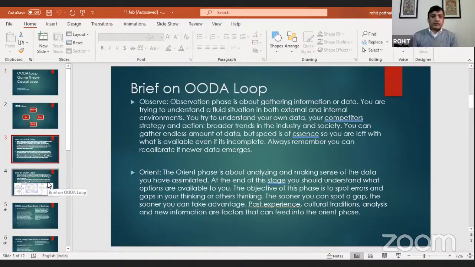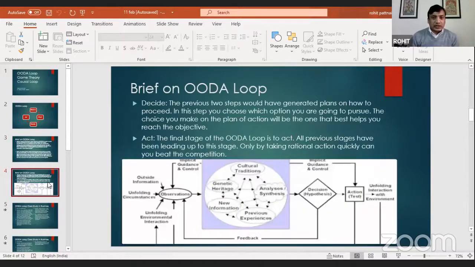Now, after that, the next slide. Then decision. The previous steps would have generated plans on how to proceed. In this step, you choose which option you're going to pursue. The choice you make on the plan of action will be the one that best helps you reach the objective. Decide and act is basically what I call leadership positions. The orientation is at the analyst position, but decide and act is primarily leadership decisions.